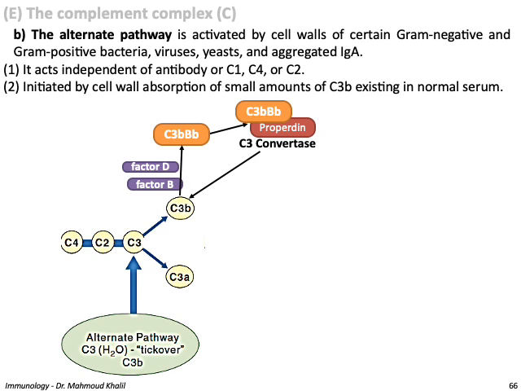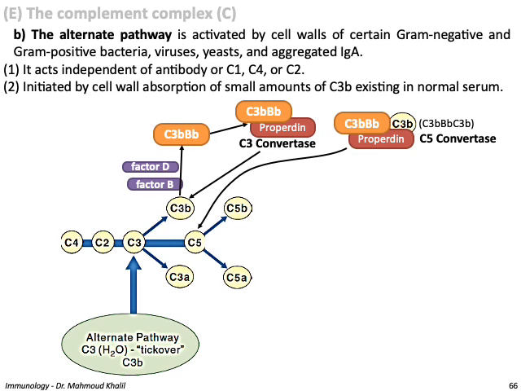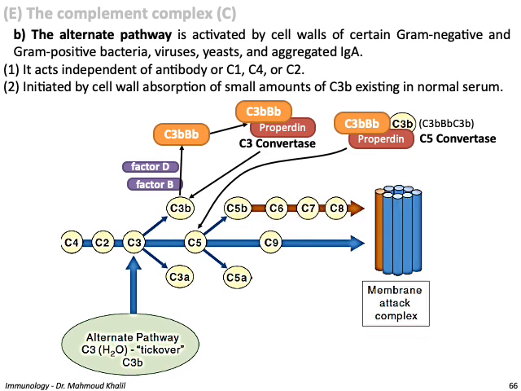This extra C3b will bind with the same complex, the C3 convertase, to form the C5 convertase. This C5 convertase will cleave C5, and then together with C5b, C6, 7, 8, 9 will form the membrane attack complex and will lyse the bacterial cell wall.